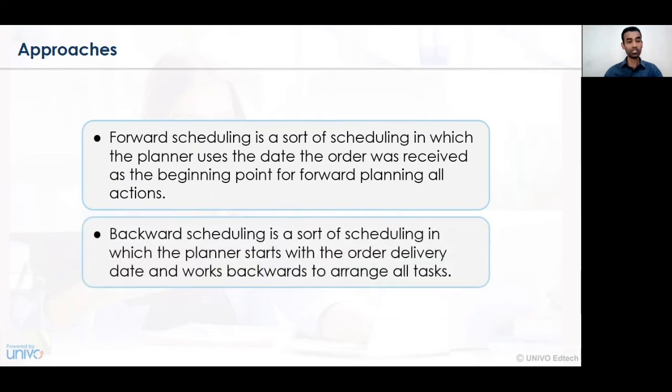The approaches to operations planning and scheduling, or the master schedule, are forward scheduling and backward scheduling. Forward scheduling is a part of scheduling in which the planner uses the date of the order received as the beginning point for forwarding the plan and actions that have been initiated. In backward scheduling, the planner starts with the order delivery date and works backward to arrange all the tasks.